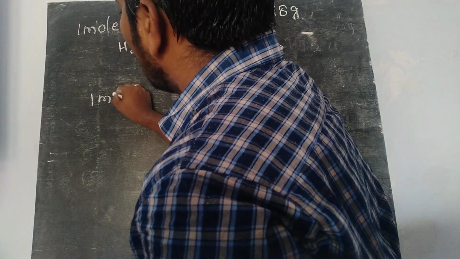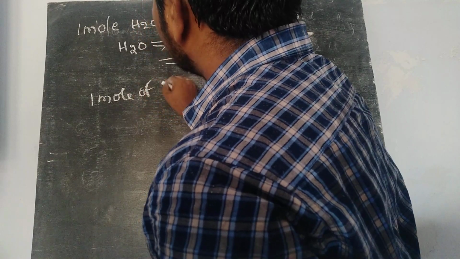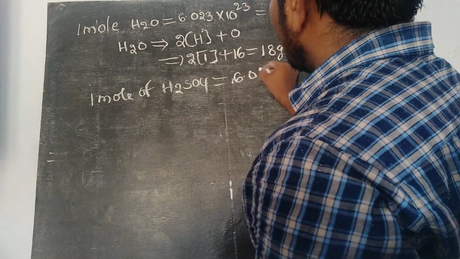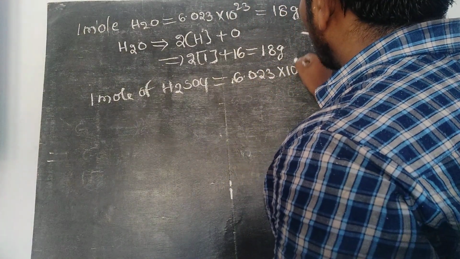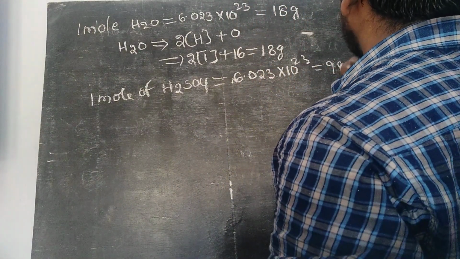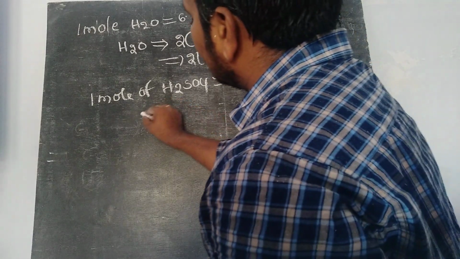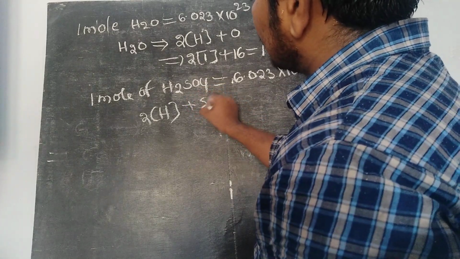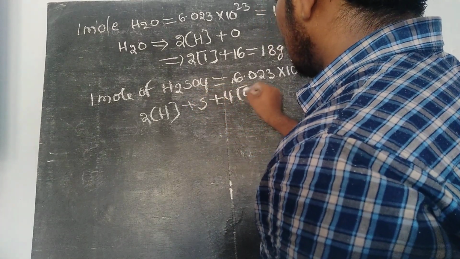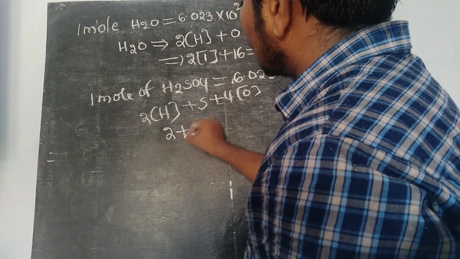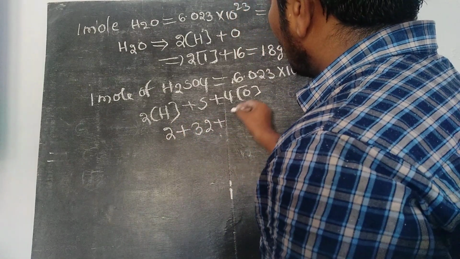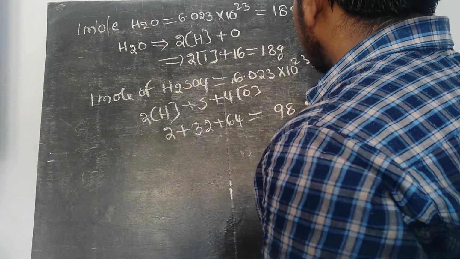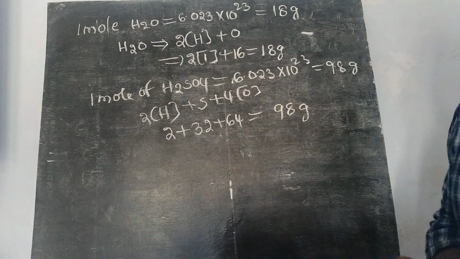Next one, 1 mole of H2SO4: molecular mass, how much? 6.023 into 10 to the power of 23 is equal to 98 grams. How did I get 98? See here, 2 hydrogens, and you have to add the sum of the atoms: sulfur plus 4 oxygen. Hydrogens how many? 2. Sulfur 32, plus 4 times 16, which is 64. So you get 98 grams.